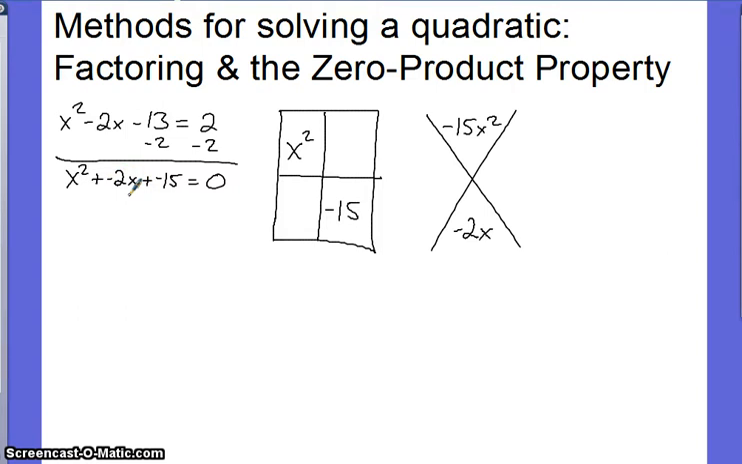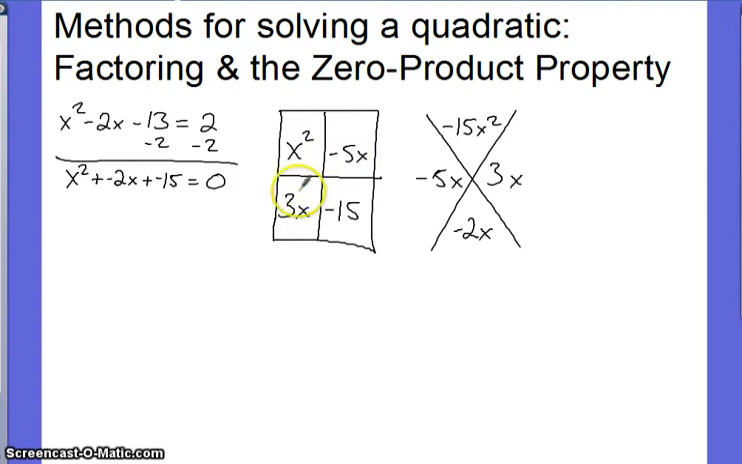So now my goal is to think of two numbers that will multiply to negative 15x squared and add to negative 2x. After much thought, I have negative 5x and 3x, because negative 5x times 3x is negative 15x squared, and negative 5x plus 3x is negative 2x. So I'm going to take those two numbers, negative 5x and 3x, and place those into my other two blank spaces in my generic rectangle.